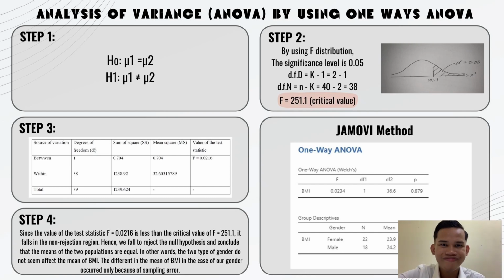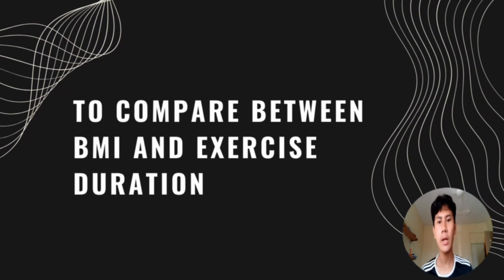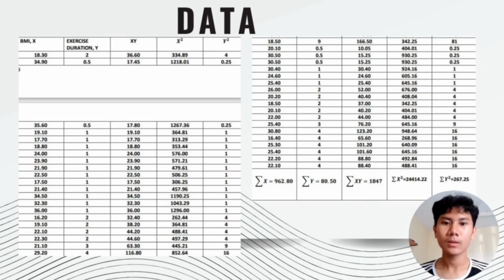Thank you. Hi everyone, my name is Azhar, and now I'm going to explain the last objective, which is to compare BMI and exercise duration. So this is the data that we got. Based on this data, we can get the summation of X, which is the BMI, and the summation of Y, which is exercise duration. And after that, we can get the summation of XY, X square, and Y square.